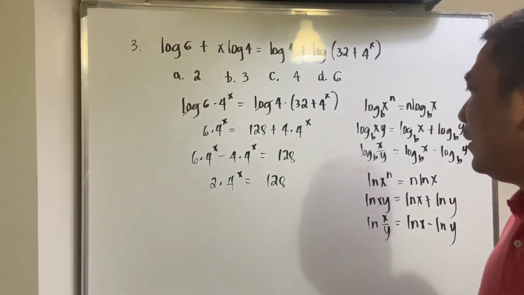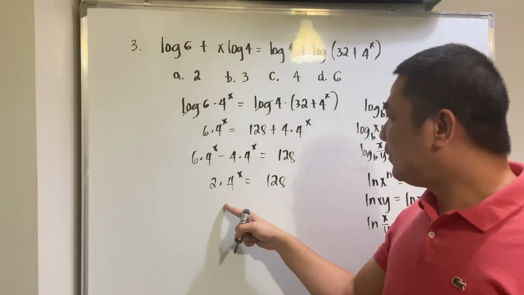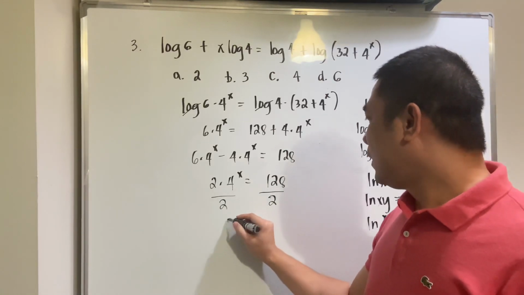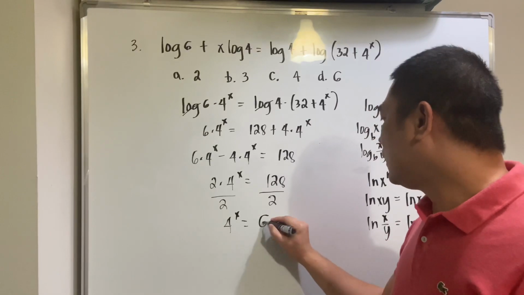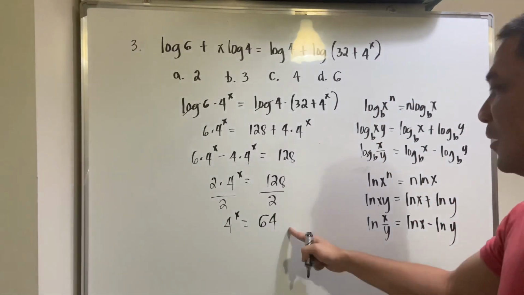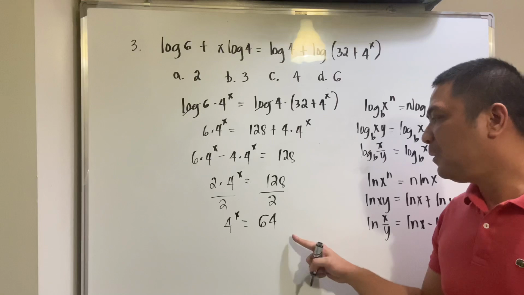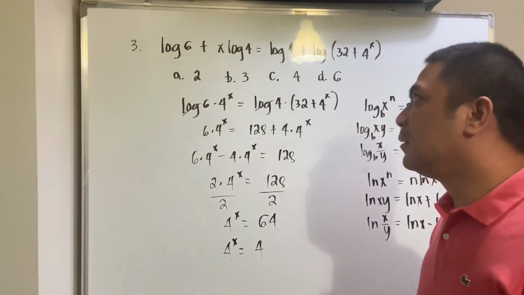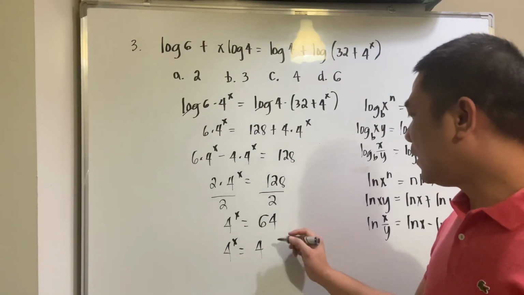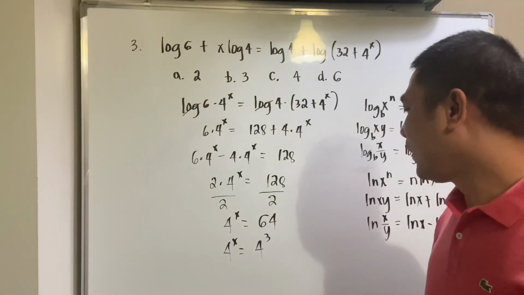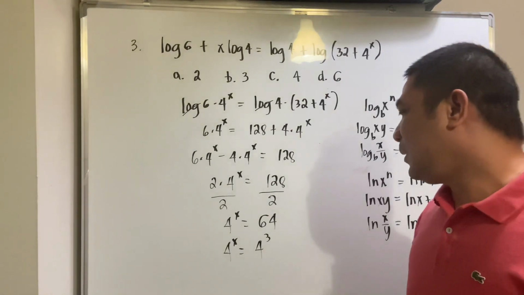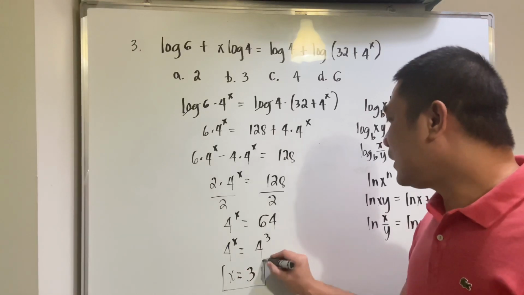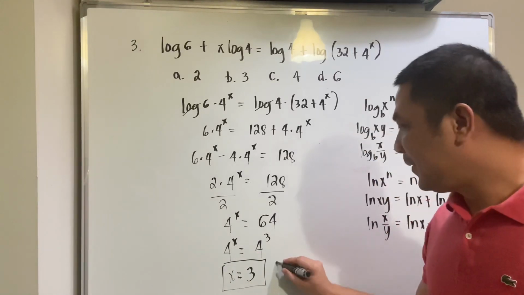128, right? So in this case, you can divide both sides of the equation by 2. So 4 raised to x is equal now to 64. So again, 64 is a multiple of 4 also. 4 times 4 is 16, times 4 is 64. So 64 is equal to 4 raised to 3. Therefore, x is equal to 3. So in this case, our answer is letter B.